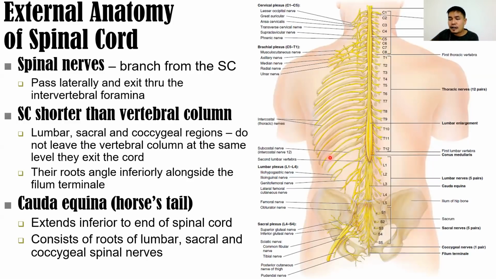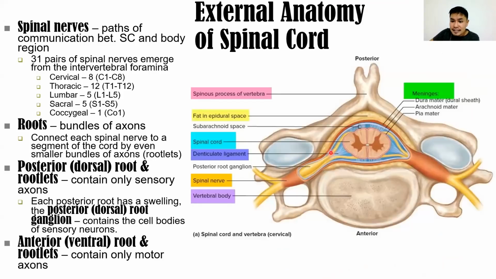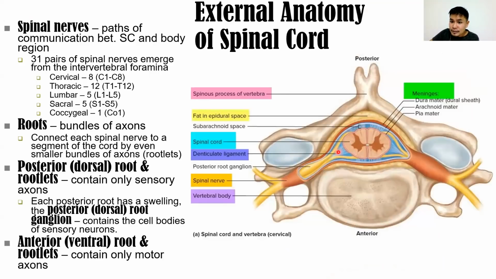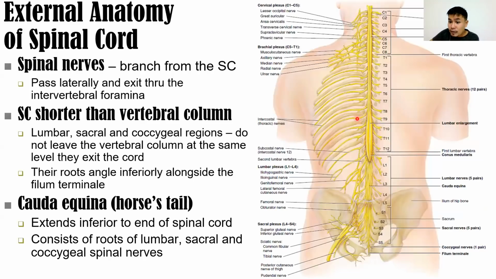Spinal nerves. Now, the spinal nerves are the combination na siya ng motor and sensory nerves. So, here, posterior sensory, anterior motor, when they combine with one another, they form your spinal nerve. Posterior plus anterior equals spinal nerve. It's a branch from the spinal cord and passes laterally and exits through the intervertebral foramina. Kaya meron tayong 31 pairs of spinal nerves. Lalabas siyang ganyan. So, the combination of your posterior plus anterior equals your spinal nerve. So, you have your 31 pairs of spinal nerves.